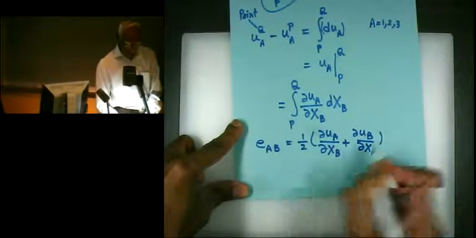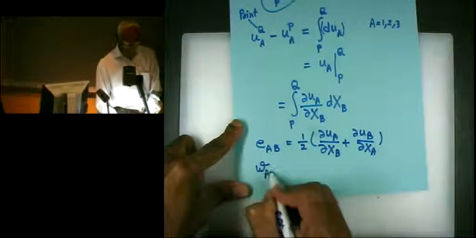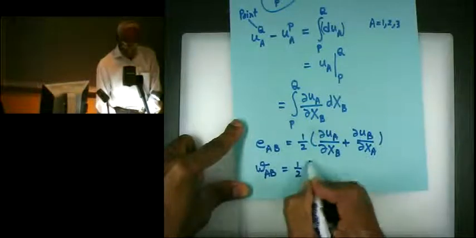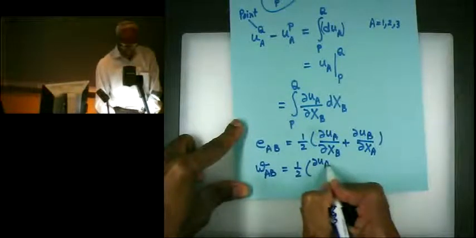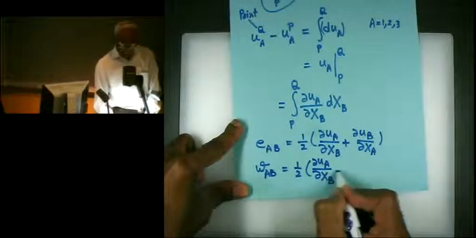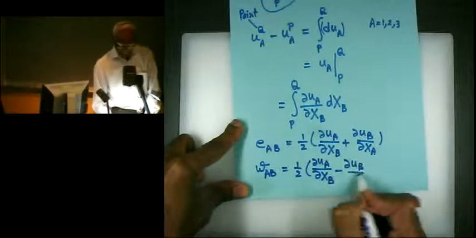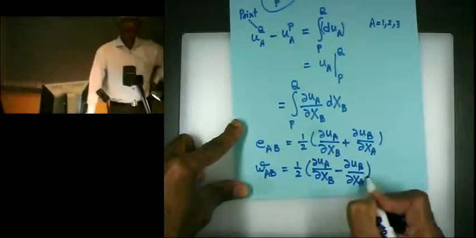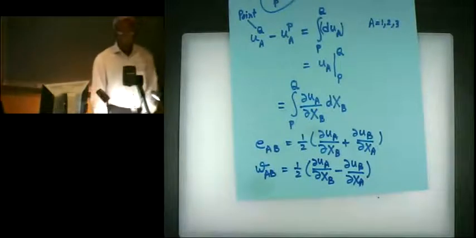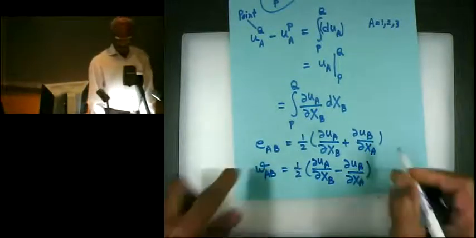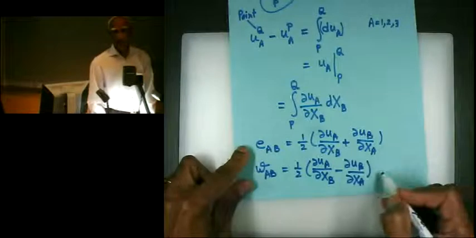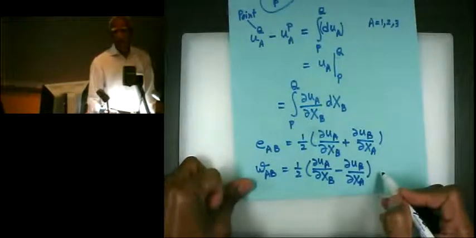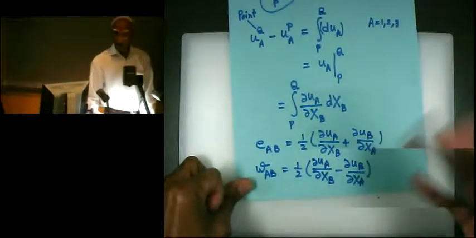Now the definition of EAB is 1/2 delta UA over delta XB plus delta UB over delta XA, and the definition of omega AB is 1/2 delta UA over delta XB minus delta UB over delta XA. So this is strain, small strain, and this is small rotation. And I'm putting omega with that wiggle, so it's not W.